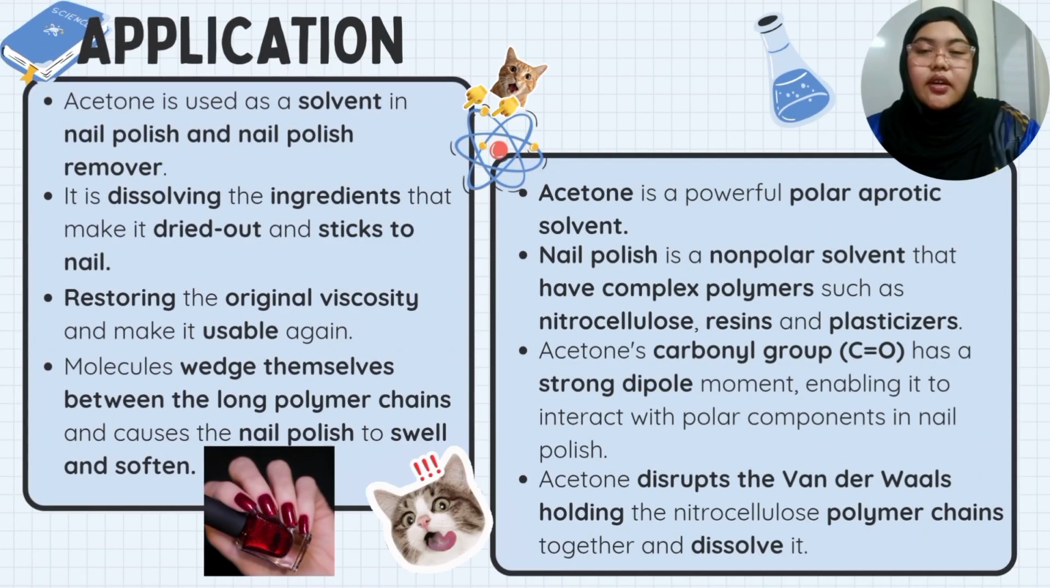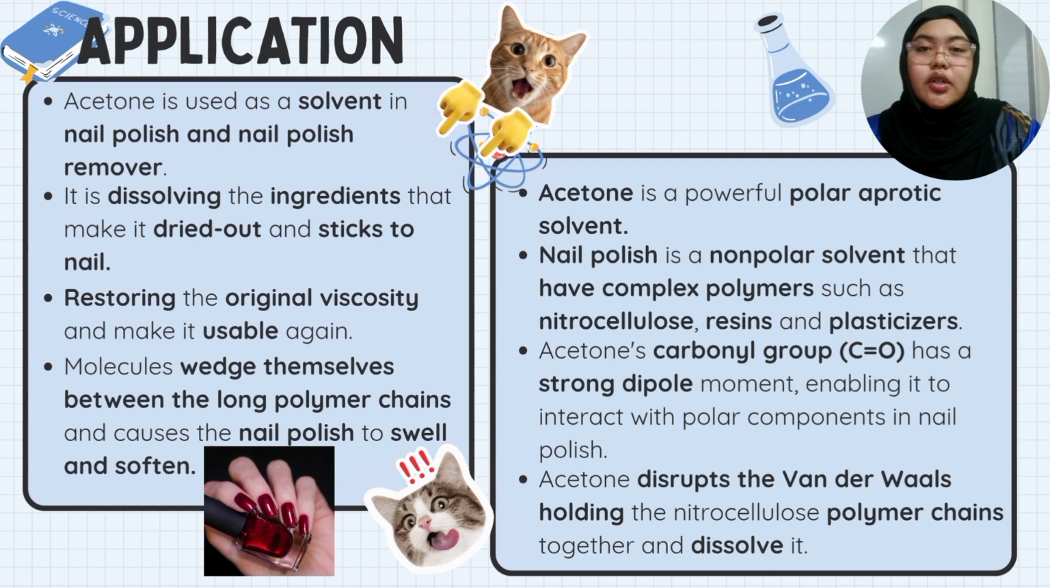Next, the application of acetone. Acetone, also known as propanone, is a powerful organic solvent. It is widely used because of its ability to dissolve many substances. In nail polish, acetone acts as a solvent that can restore viscosity when the polish becomes thick or dries out. Its molecules wedge themselves between the long polymer chains, such as nitrocellulose, causing the polish to swell and soften. This makes the polish usable again or easier to remove.